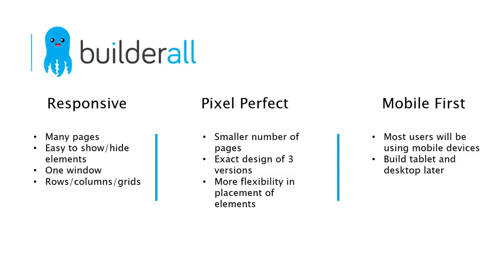The last one is the mobile first. This will be used when most of your users are going to be using mobile devices, and it allows you to set up the mobile version first, and then if you want to, you can choose to build the tablet and or the desktop later. So those are all the reasons why you would pick each one. Now let's take a look at each one so you can see it.